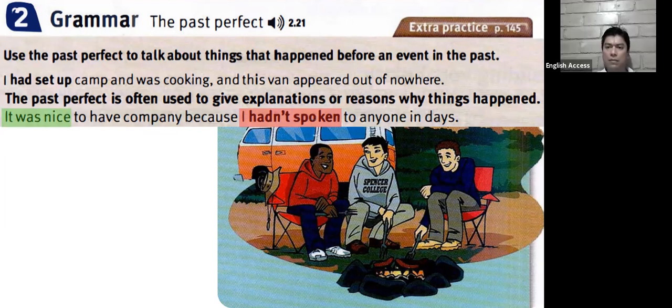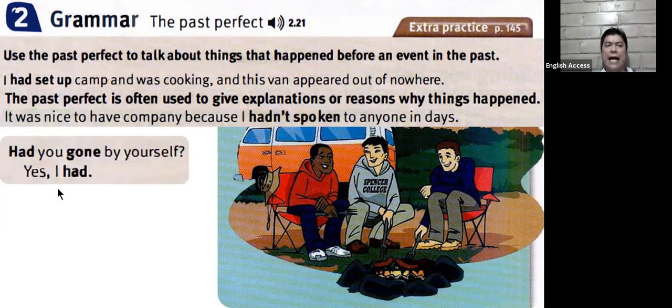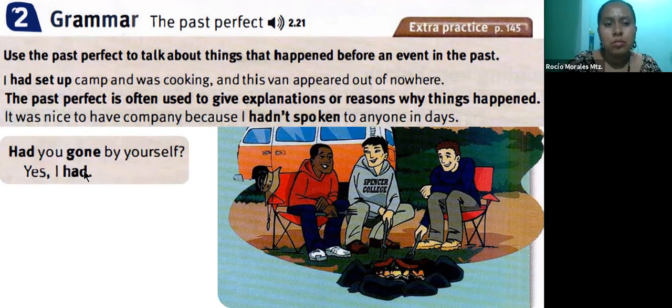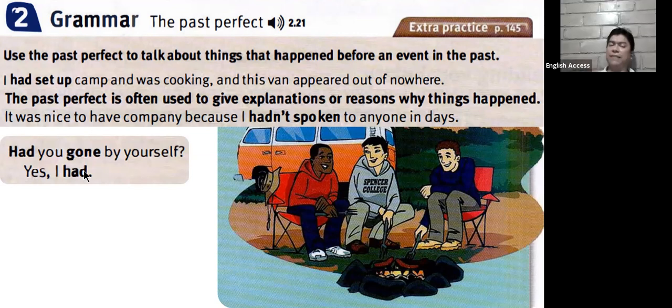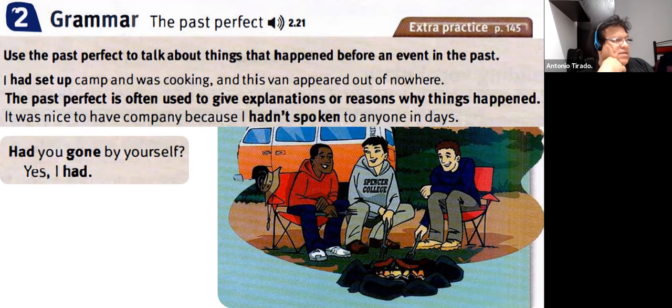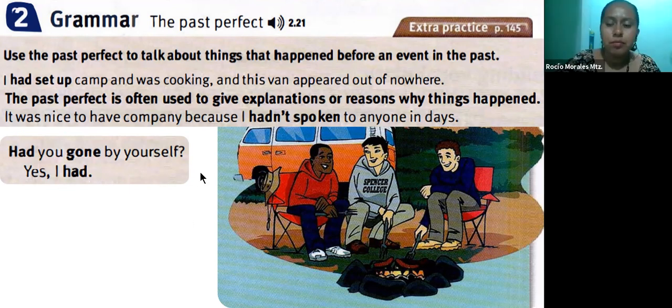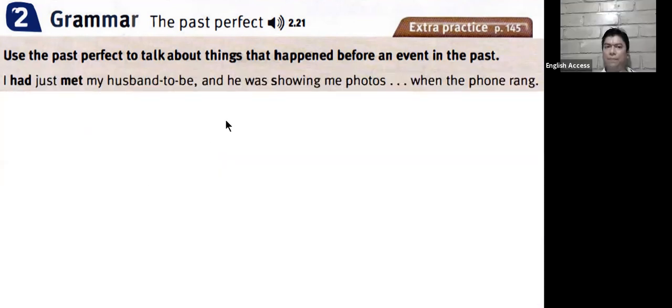Good. Now, questions in the past perfect. Had you gone by yourself? Yes, I had. And in the negative case, had you gone by yourself? No, I hadn't. Now, let's take a look at Emma's story.